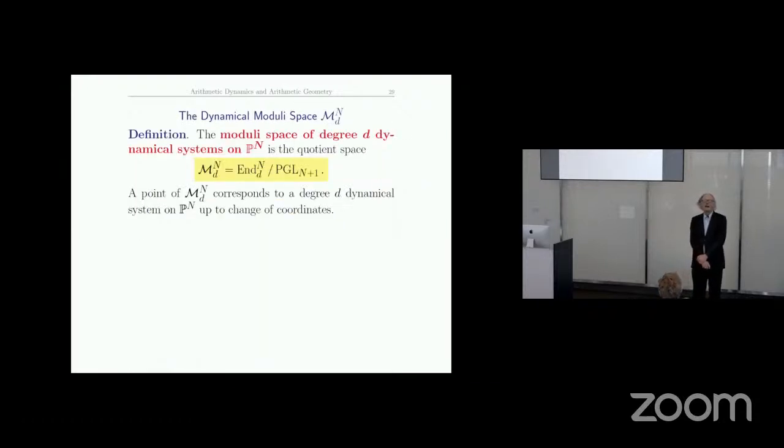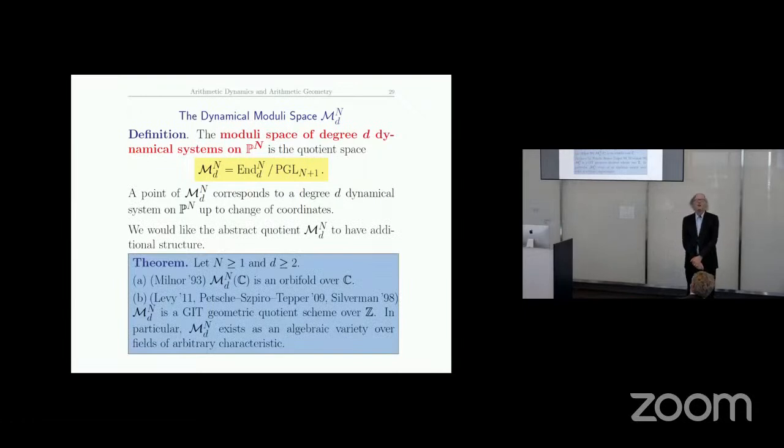And we look at the quotient of the space of maps modulo this action. And I'll call that m sub n d. And it corresponds to degree d dynamical systems on projective n space up to change of coordinates. And these are the spaces we'd like to understand geometrically for studying, say, complex dynamics, and arithmetically, because the rational points in varieties like this will tell us about maps defined over Q or over number fields.